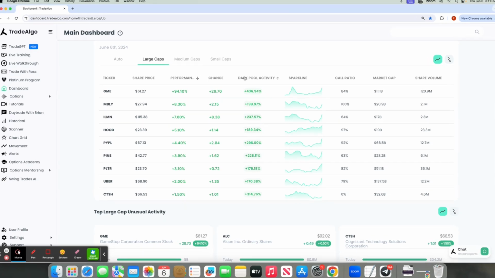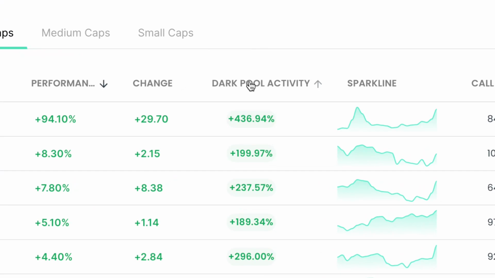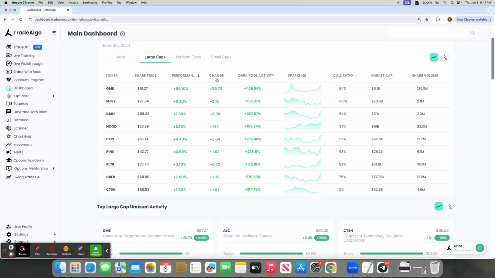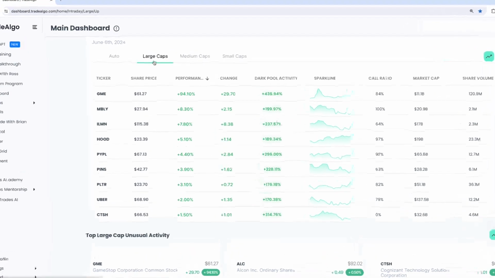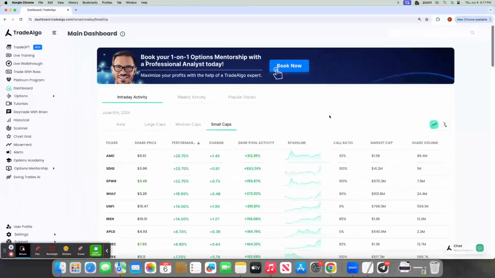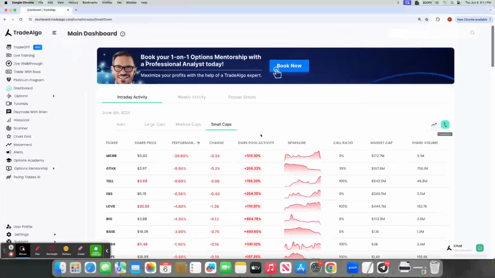Our focus is dark pools, the hidden trading arenas of big banks, institutions, and hedge funds. These are places where significant trades happen, away from public eyes, often leaving retail traders scrambling. But not anymore. Here at TradeAlgo, we are all about leveling the playing field. Our cutting-edge AI sorts through massive amounts of data in real time, monitoring the large, medium, and small cap stocks of the stock market, and both the trending up and trending down sides of the equation. Let's go ahead and dive right into TradeAlgo's top picks of the day.